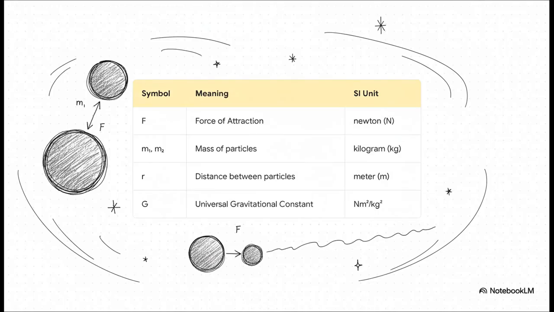The force, that's F, depends on a couple of really key things. First, the masses of the objects, m1 and m2. The bigger the masses, the stronger the pull. That makes sense. But second, and this is the really cool part, is the distance between them, r. The force weakens by the square of the distance. So what does that mean? If you double the distance between two things, the force doesn't get 2 times weaker, it gets 4 times weaker. Triple the distance, it gets 9 times weaker. This inverse square law is a huge deal in physics.